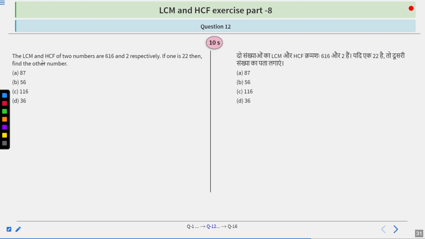The LCM and HCF of two numbers are 616 and 2 respectively. If one of them is 22, then find the other number. Options are 87, 56, 116, and 36. These are the options.